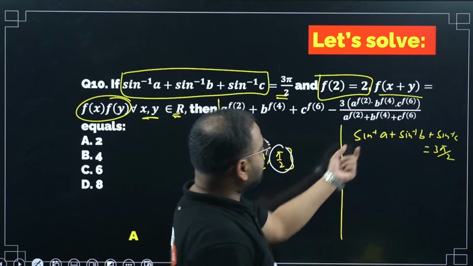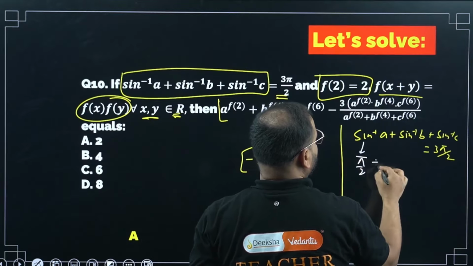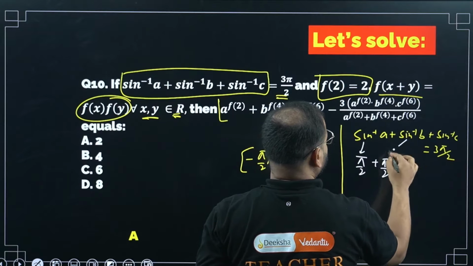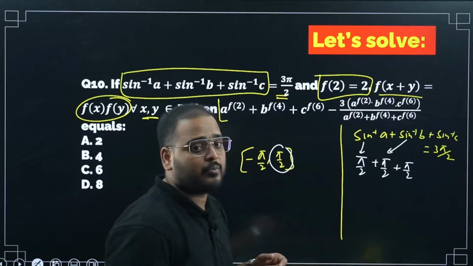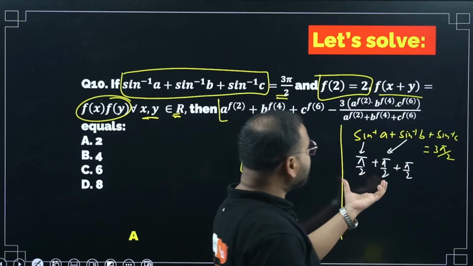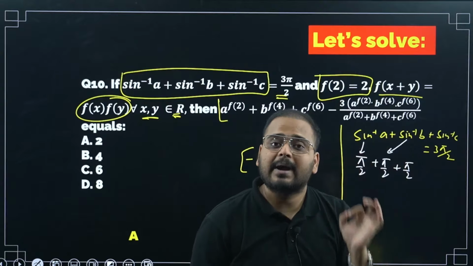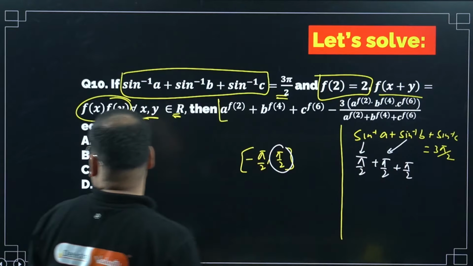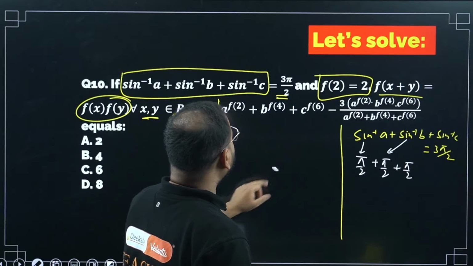So if I take pi by 2 for this value, for this also I'll take pi by 2, and for this also pi by 2, then my sum is coming as 3 pi by 2. It means sine inverse of A, sine inverse of B and sine inverse of C have to be pi by 2 at the same time. It means A, B and C have to be equal.